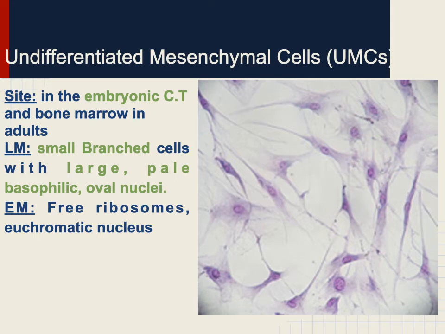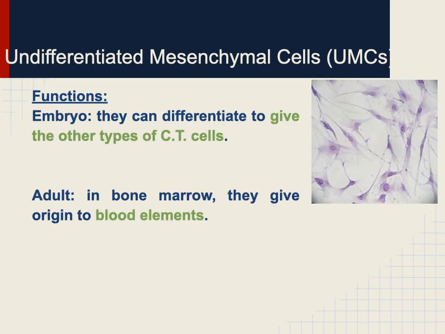By light microscope, these cells appear as small branched cells with large pale cytoplasm and a central oval nucleus. By electron microscope, the cytoplasm is very rich in ribosomes but with few organelles, and the nucleus is achromatic. As we see here in the photo, there are small cells with many branches and pale basophilic cytoplasm, and the nucleus is pale also. The function of the UMCs, or undifferentiated mesenchymal cells: in the embryo they can differentiate to give the other types of connective tissue cells, and in adults in the bone marrow they give origin to the blood elements.